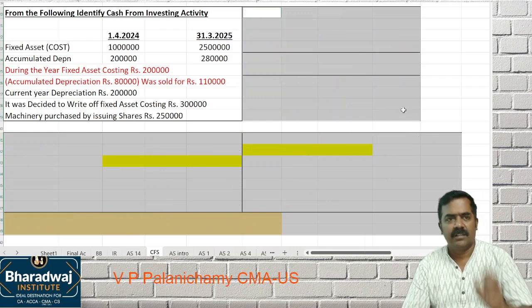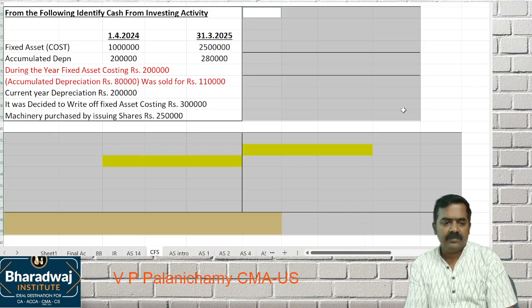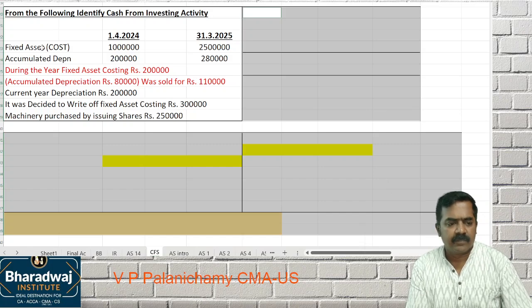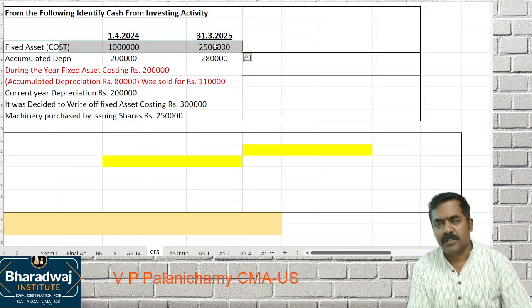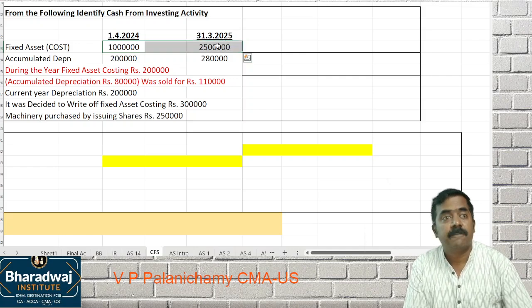How to do that? Do it in the calculator. Do whatever I say in the calculator. Look at this, the fixed asset. What is the opening balance? What is the closing balance? 15 lakhs. What is the increase in asset? 10 lakh to 25 lakh. What is the increase in asset? 15 lakhs. Okay, that we would have purchased.